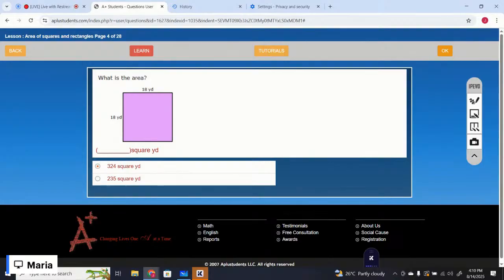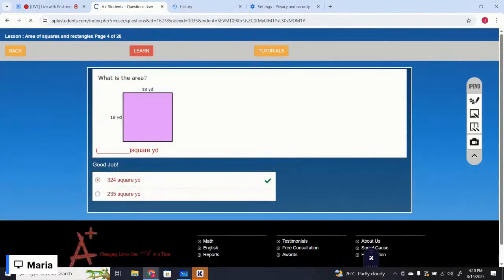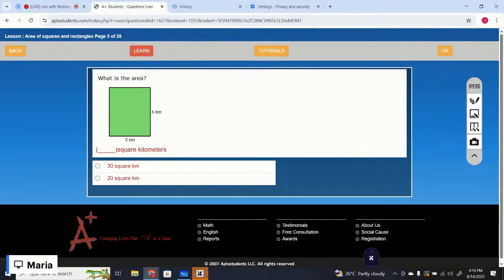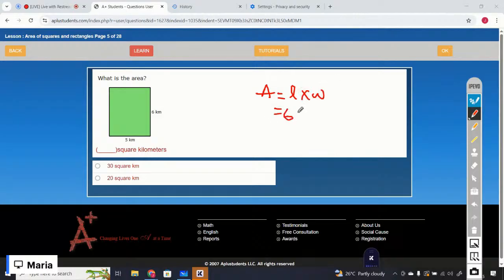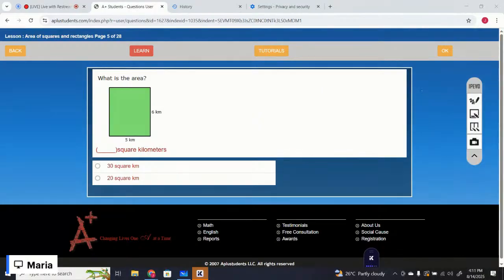What is the area? That is length times width. So you have to do 6 times 5. So 6 times 5 is 30 square kilometer. Option number 1 is the correct option. Okay, you can complete the lesson by yourself later today. Let me just move on to next lesson.